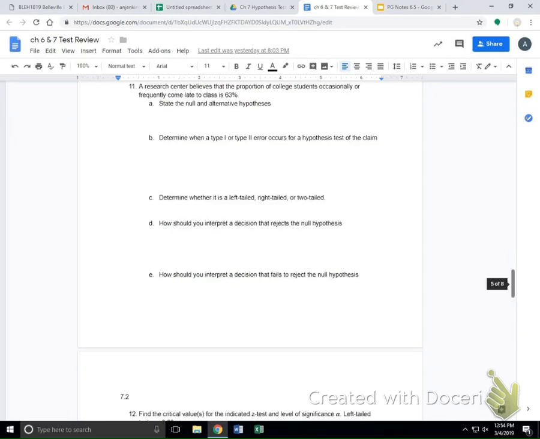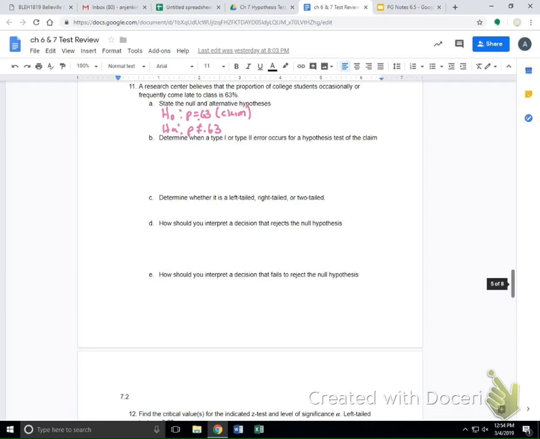Here, a researcher claims or believes that the proportion of college students who occasionally or frequently come late to class is 63%. State the null and alternative hypothesis. So our first step here, H0, HA. The proportion is 63%, so that's going to be my claim. And my alternative hypothesis is going to be the complement to that. So that's P does not equal 0.63.